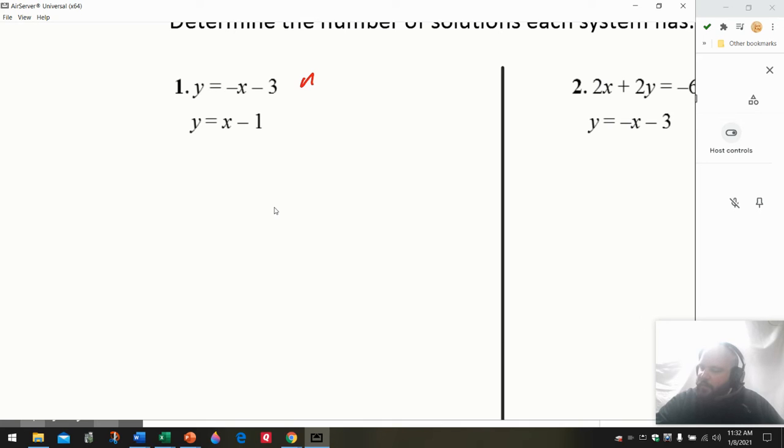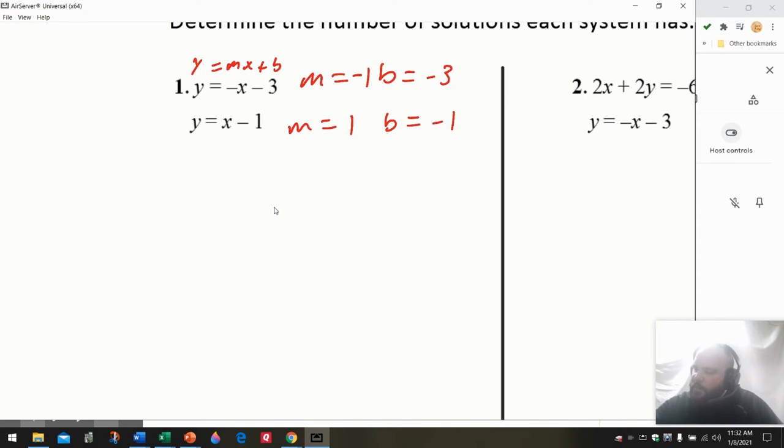So as I look at this first one, I'm going to get my m and my b for each one of these. This first one, m is -1 and b is -3. In the second one, m is 1 and b is -1. So again, y equals mx plus b. You can see how the numbers line up. M is -1, b is -3. So I'm going to go ahead and graph these just to show you.